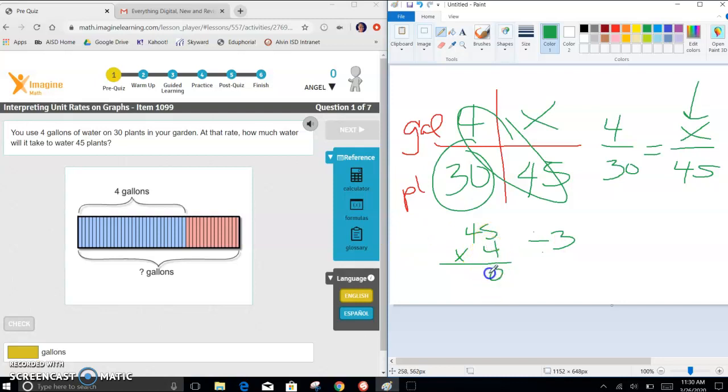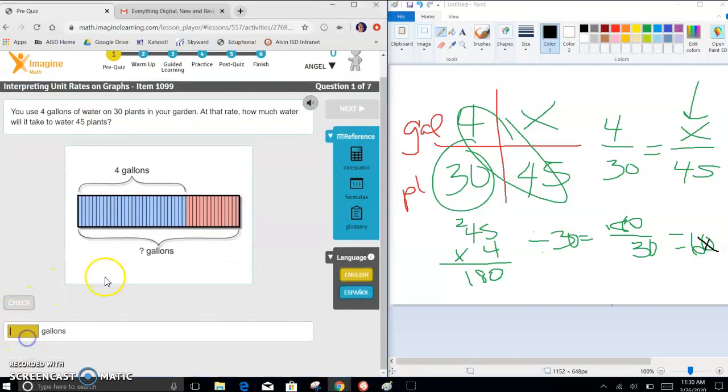5 times 4 is 20. 4 times 4 is 16 plus 2 is 180. 180 divided by 3 is 60. I'm sorry, this should be out of 30. So then the 0 needs to go away. My bad. Cross this out. So then it's just 6.